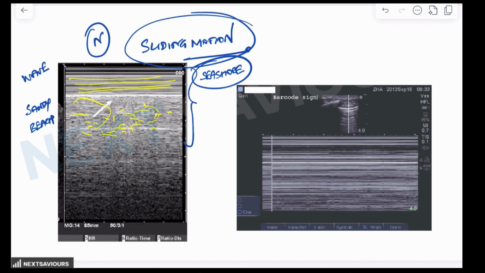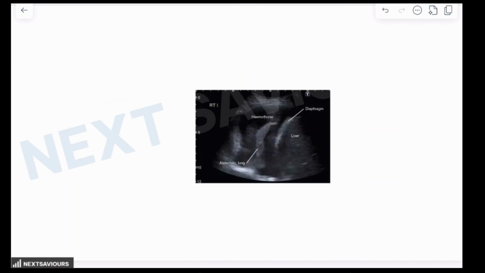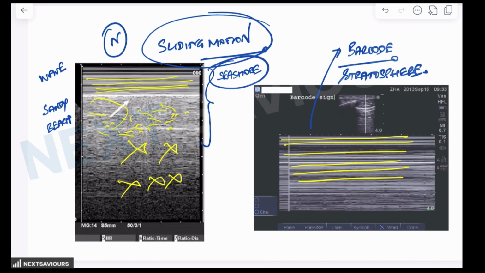So, what is the M mode appearance in those cases? The entire screen shows straight parallel lines without any sandy texture below. That is why it resembles a barcode or stratosphere. This is how it has gained its name, the barcode sign or the stratosphere sign. On the other hand, if you look at the images of the hemothorax, then it can be easily identified where there is an atelectatic lung, that means compressed lung, and there is a presence of fluid in between the pleura and the lung. So this is the importance of EFAST that we have talked about.